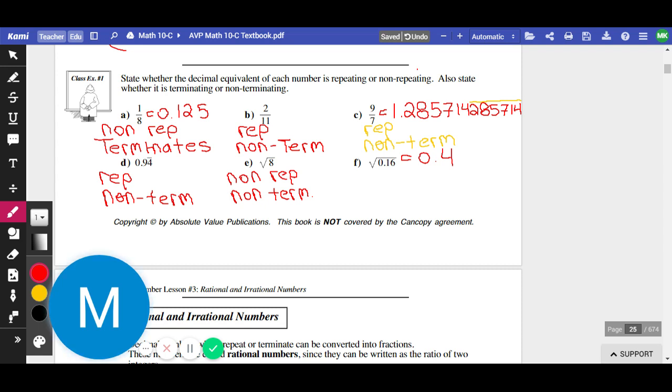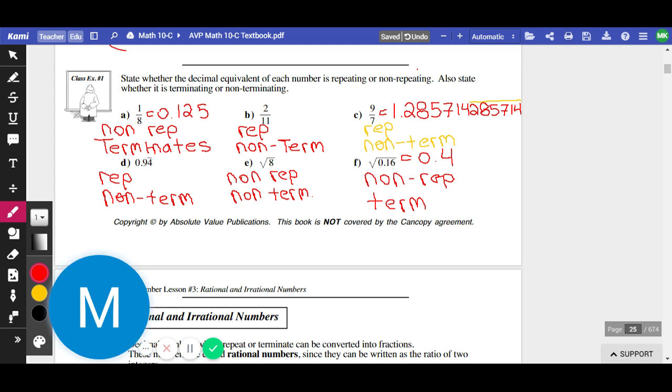Awesome. The last one, the square root of 0.16. If you put that in your calculator, you get 0.4. That would be non-repeating. And it would be terminating. It stops. The word terminate means to stop.